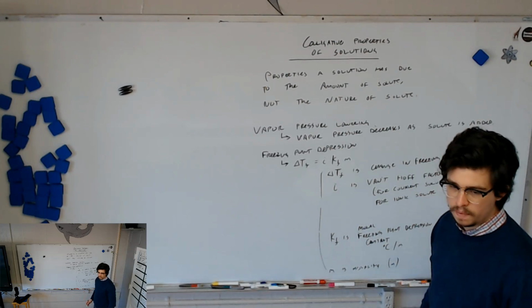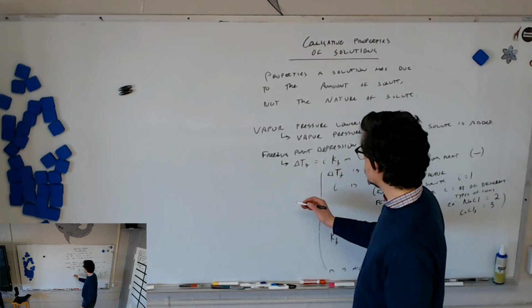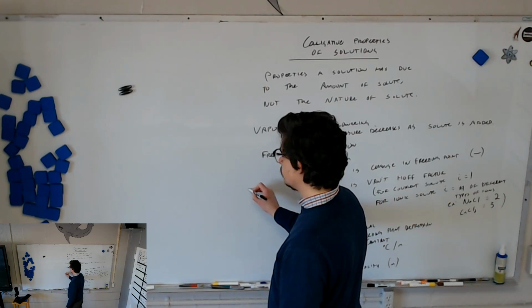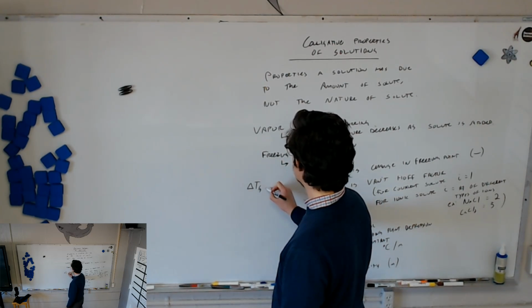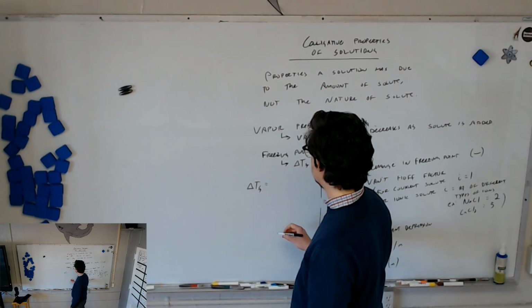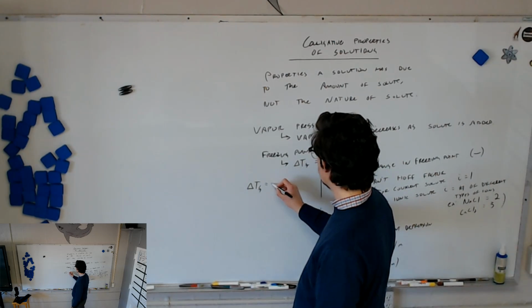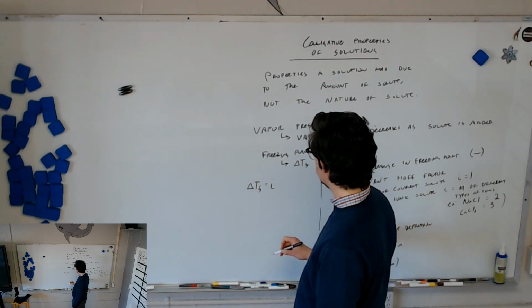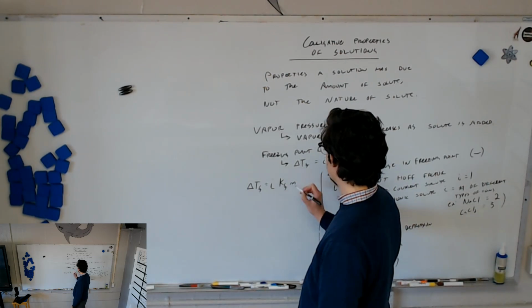What should I do first? Write out the equation. And what is the equation, Hadley? Delta T sub F equals, what is it that I called it? Van 't Hoff factor, K sub F, m.